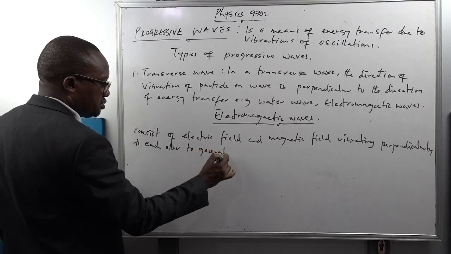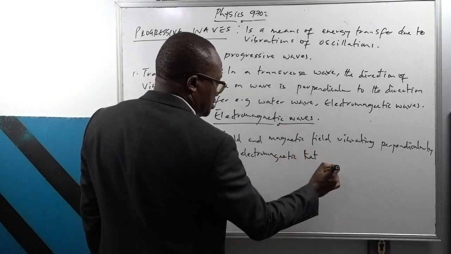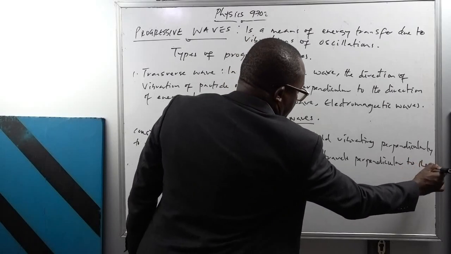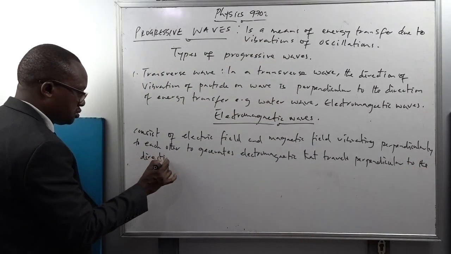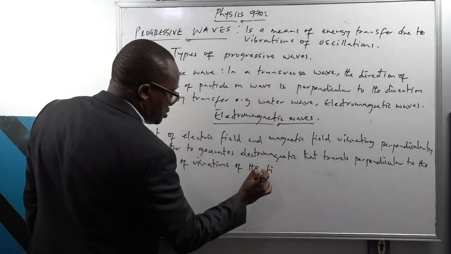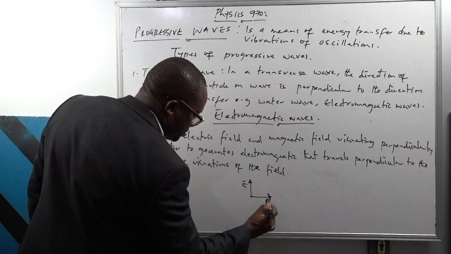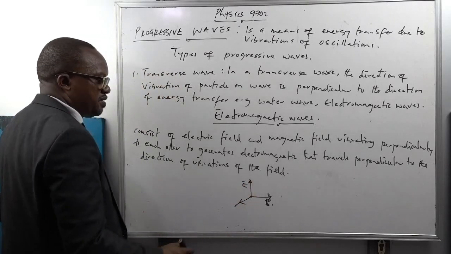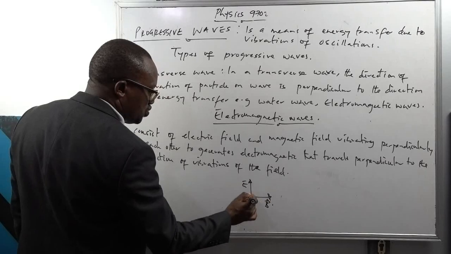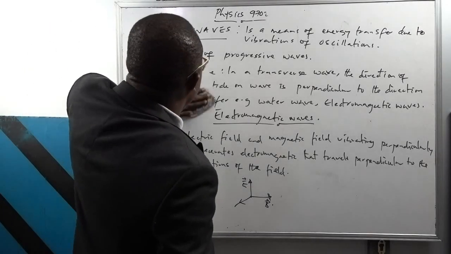To generate electromagnetic waves that travels perpendicularly to the direction of vibrations of the field. So we're talking about if you have the electric field vector this way, the magnetic field vector this way, then the wave transfers energy in this direction, perpendicular to the direction of vibrations of both fields. When you have three-dimensional vector space, x, y, z. Okay? So let's look at the electromagnetic spectrum now.